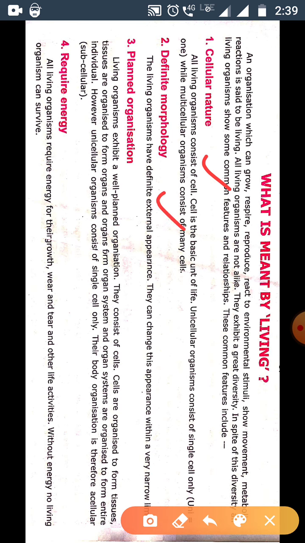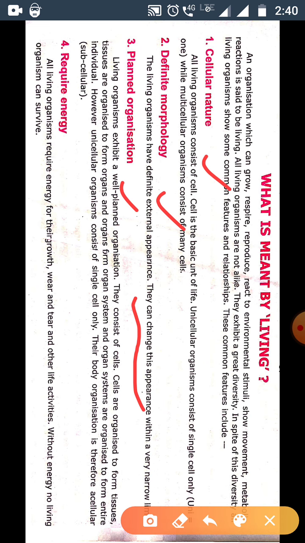Definite morphology. The living organisms have definite external appearances, which means their physical body is the same, alike in a particular species. They can change this appearance within a very narrow line. Third one is plant organization.